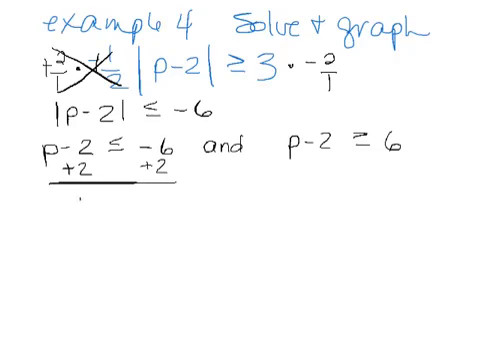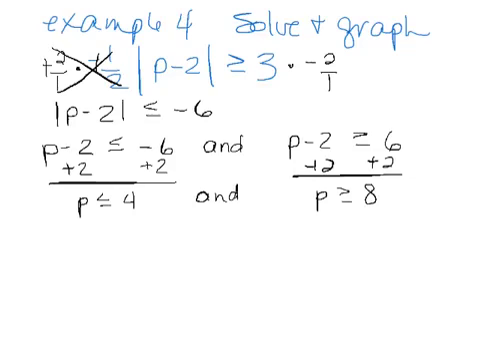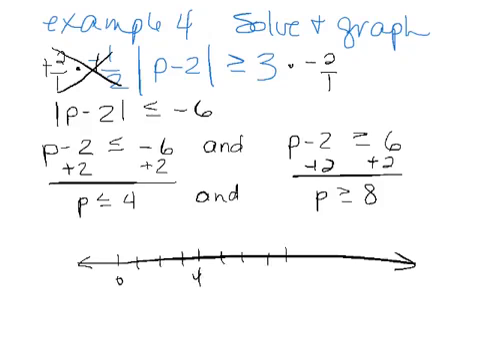Add 2, p is less than or equal to 4, and p is greater than or equal to, sorry, that's a plus, 8. Graph it. 1, 2, 3, 4, 5, 6, 7, 8. Closed dot, less than, closed dot, greater than. We seem to have an issue.